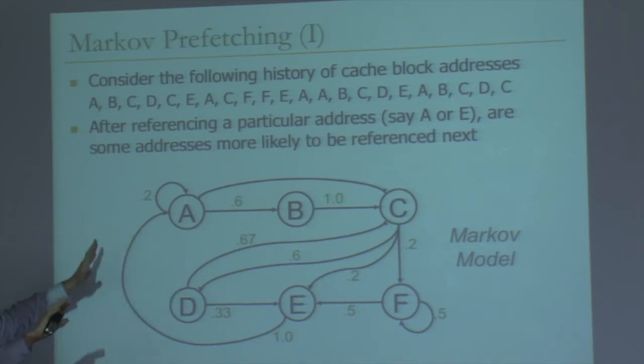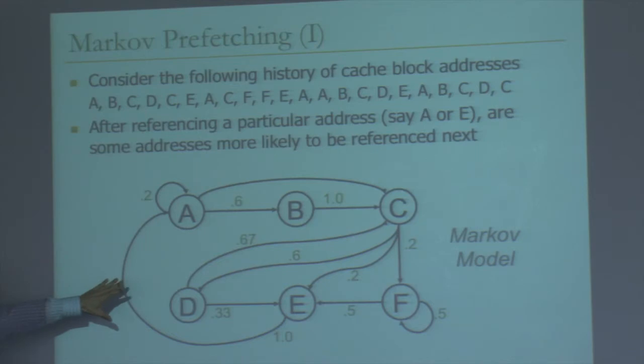In this case, I built the entire model over here. And this Markov model tells you whenever you see an address, with what probability you'll see the next node that's connected to that address. So here, for example, if you have just seen D, with 67% probability, you're going to see C. With 33% probability, you're going to see address E.